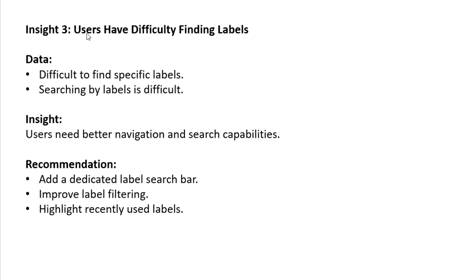The third insight is that users have difficulties finding labels. The data shows it is difficult to find specific labels, and searching by label is difficult. The insight is that users need better navigation and search capabilities. The recommendations are to add a dedicated label search bar, improve label filtering, and highlight recently used labels.